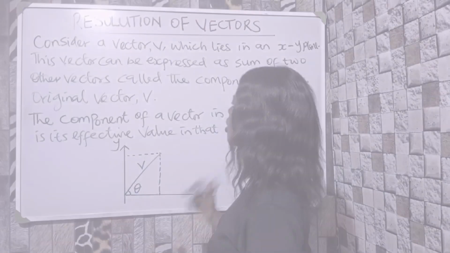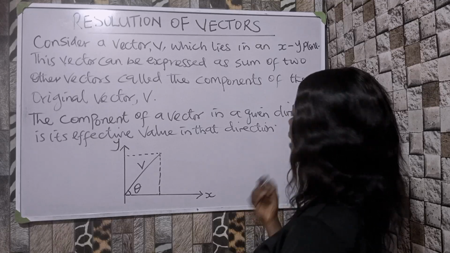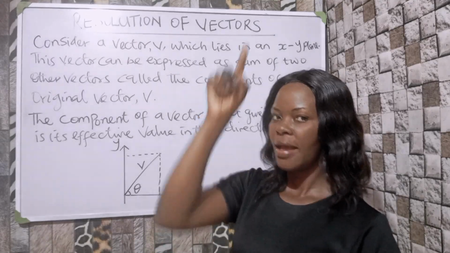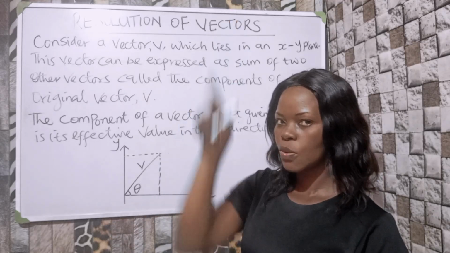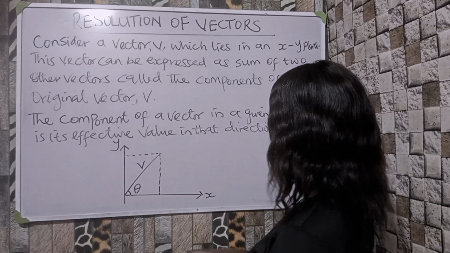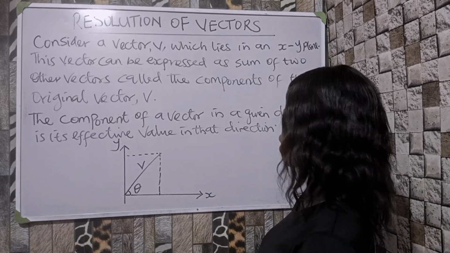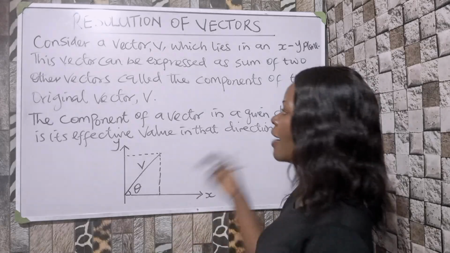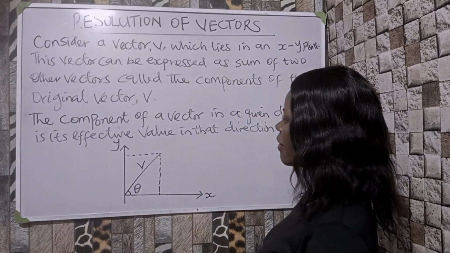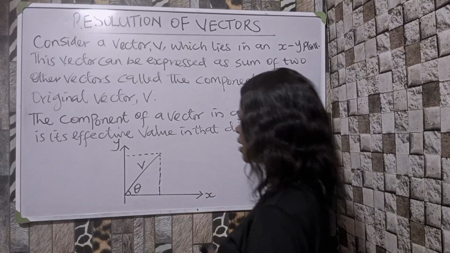Consider a vector v which lies in an xy plane. When you say xy plane, it means the y and x axes. This vector can be expressed as the sum of two other vectors called the components of the original vector. The component of a vector in a given direction is its effective value in that direction.